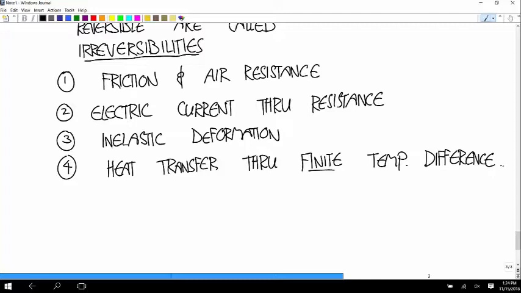You can reduce a lot of these pretty low, but there's no such thing as eliminating any of these. And so this is again an idealization. But if you want perfectly efficient transfer of heat, it needs to be an infinitesimal temperature difference between the two things.